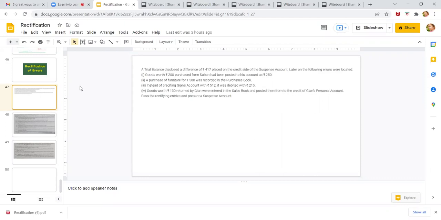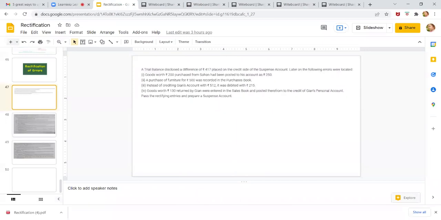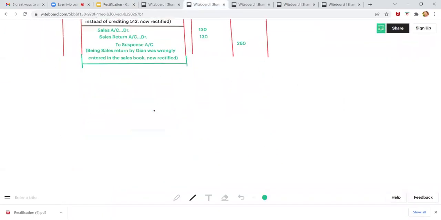Then we will understand how to prepare a suspense account. So this is the first entry, first error, second, third, fourth error. So there are 4 types of errors, and here we have the solutions as rectifying journal entries. Now we have to pass the rectifying entries and prepare a suspense account. So for the suspense account, we have to understand what the format is.